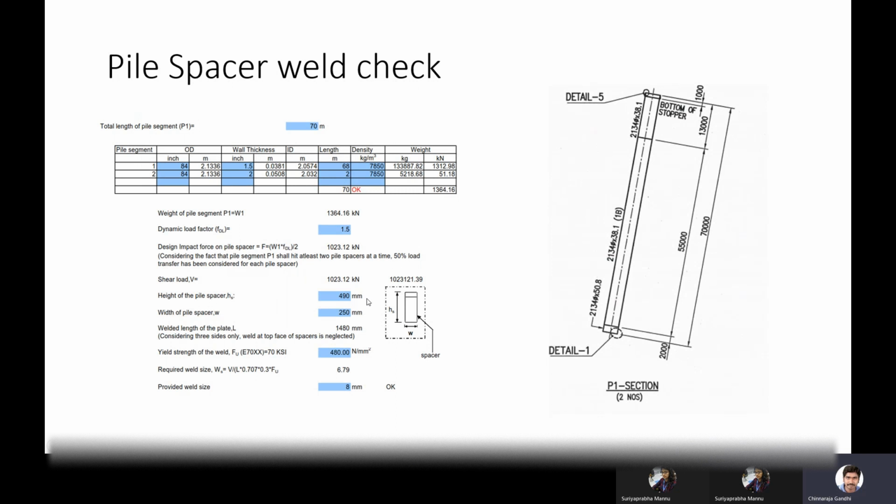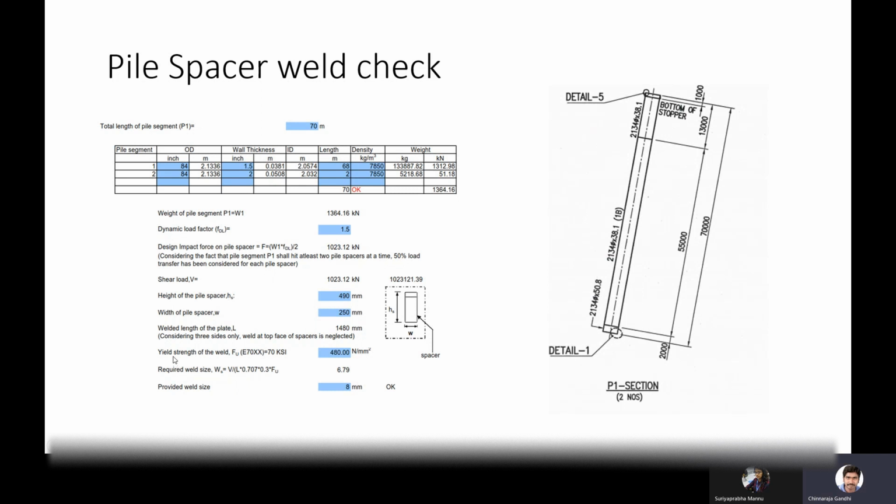For this load, the height of the pile spacer we know is 490, and the width of the pile spacer is 250. The weld length of the plate is 490 plus 250 plus 490. We are considering only three sides. Considering three sides only, the welded top of the spacer is neglected, because during the shear, this and this contribute more, so we are considering only these three. The top one we are neglecting.